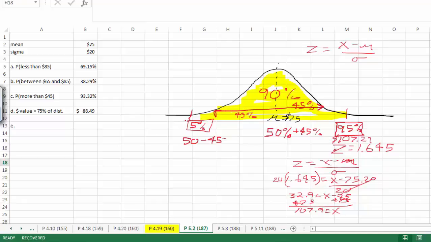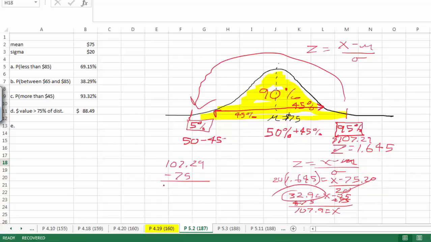The lower bound, I could go through all that math again, trying to find the z-score and stuff, but I know it's basically the symmetrical value on the other side of the mean, and the mean is 75, so let's just subtract 75 from that. 107.29 minus 75. Well, hey, we just did that, right? It's 32.9. We just did the reverse of that. So over here it's 32.90. Okay, so my 90% middle is bounded by 32.90 on the left and 107.29 on the right.